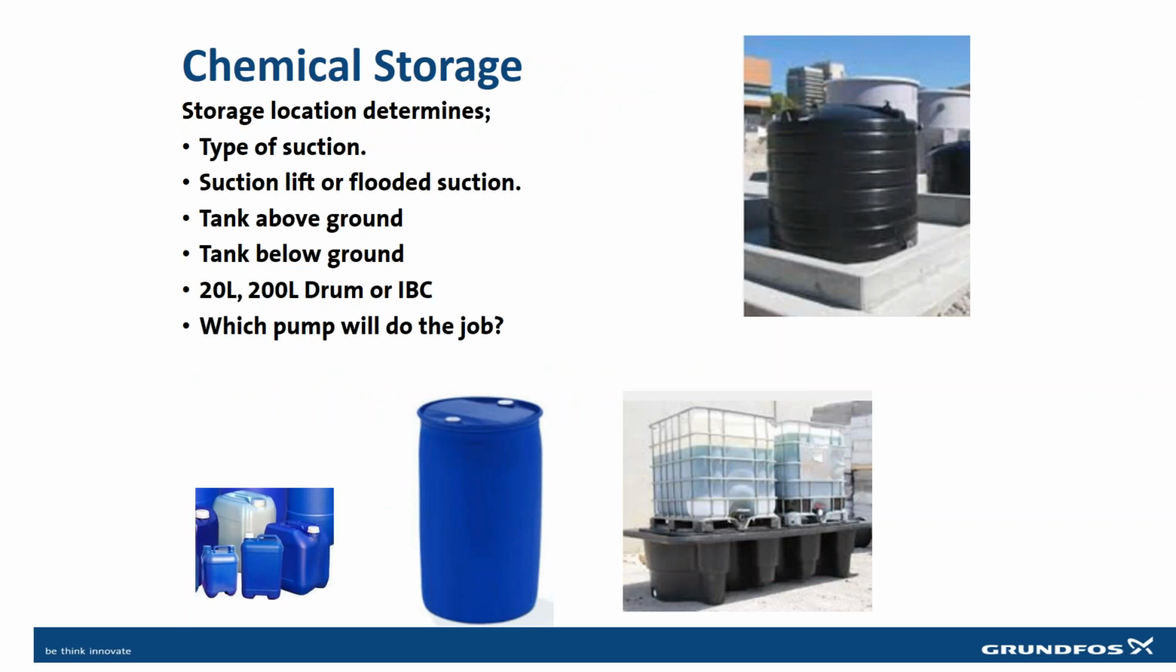Other things we need to look at: chemical storage. Chemical storage determines the type of suction we're looking for, suction lift or flooded suction. With a suction lift, we'd need a foot valve because we need to draw out of the top of the tank. Flooded suction is where the chemical is above the pump, and so it's gravity feeding into the pump. There are different types of chemical storage. They might be buying the chemical in 20-litre drums, 200-litre drums, or IBCs. That could determine if you're using a rigid suction lance, and what length of suction lance you need. If you're using foot valves, it really doesn't matter. With a flexible foot valve, you just cut the hose to the length you require, and away you go.